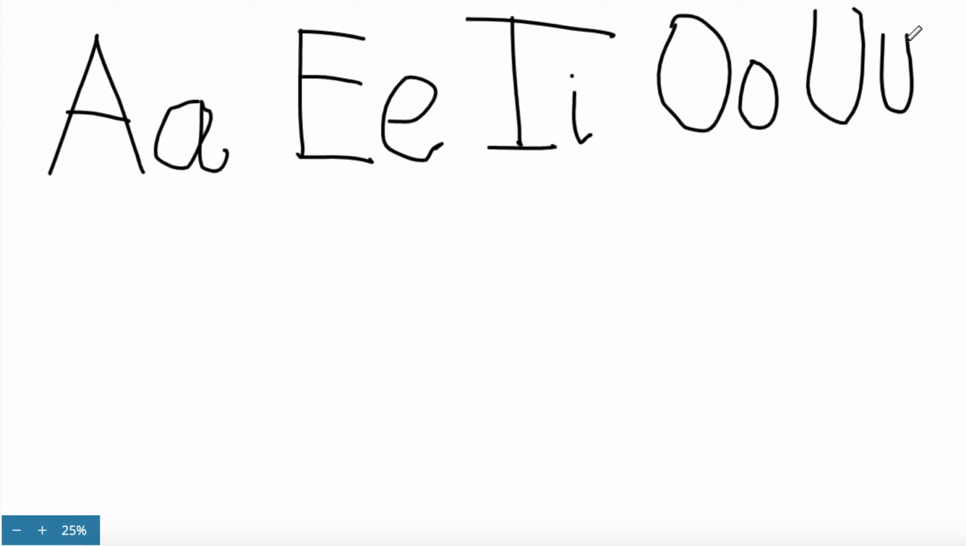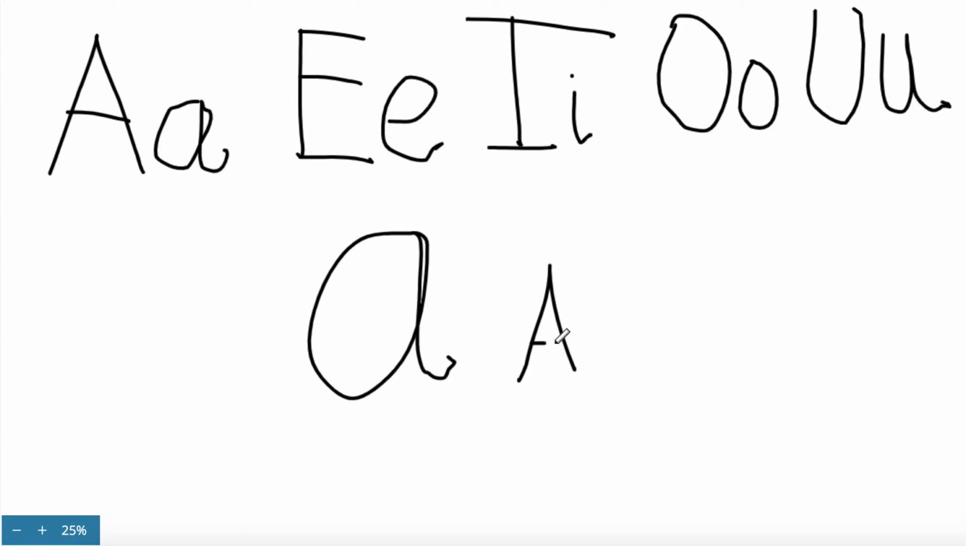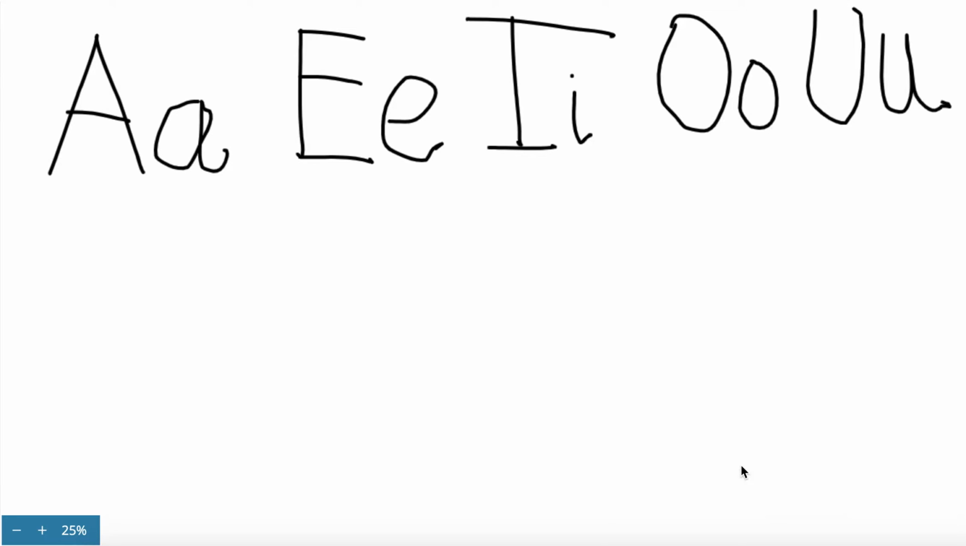upper and lowercase. Remember that it doesn't matter how big the letter is for it to be upper or lowercase. I can write, for example, the letter A like this, and it is still lowercase. Or I can write the letter A like this, and it is still uppercase. It's the way we write it, the trace. So let's erase this for a bit, and let's talk about the long and short sounds of these vowels.